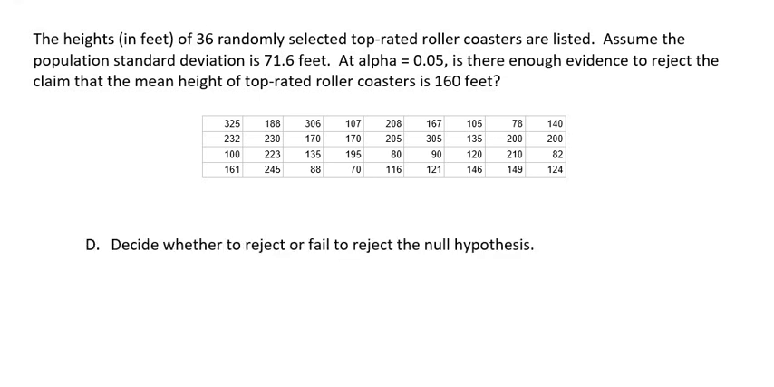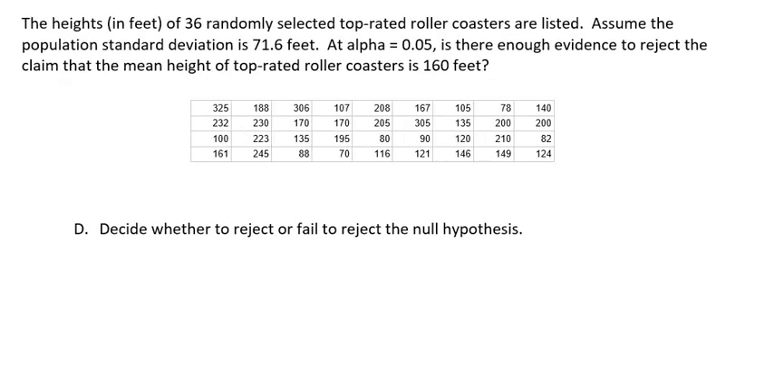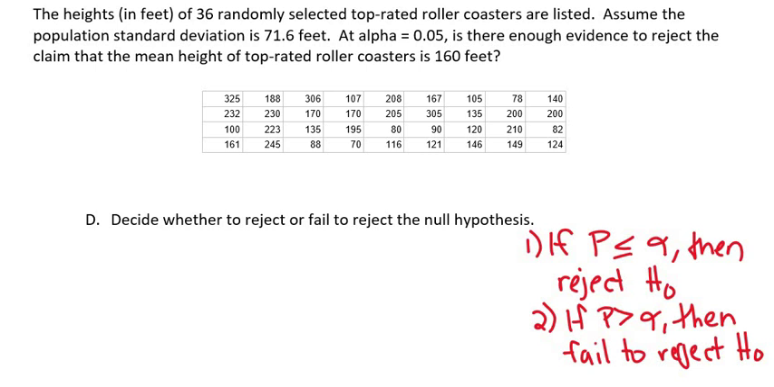Part D. Decide whether to reject or fail to reject the null hypothesis. To do this part, let's recall our rules about comparing the p-value and alpha. If the p-value is less than or equal to alpha, then we reject the null hypothesis. If the p-value is greater than alpha, then we fail to reject the null hypothesis. So let's compare our p-value and our alpha.